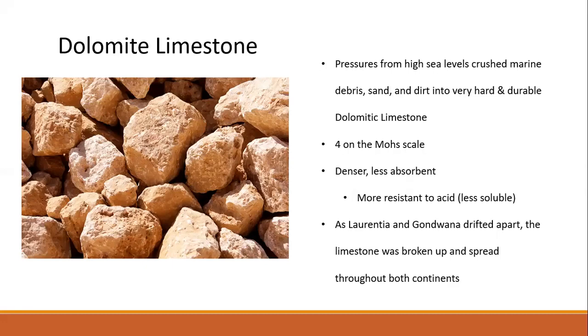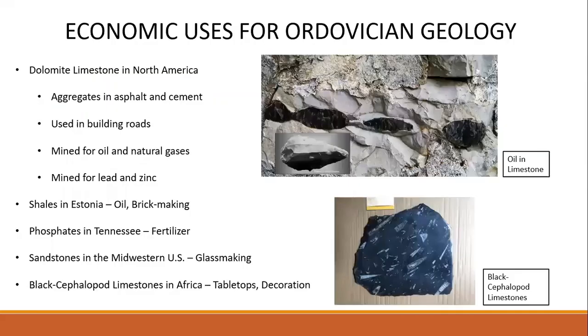Formed when the sea levels first rose, as seafloor spreading caused Laurentia and Gondwana to drift apart, the dolomite limestone broke and spread with them, distributing it across continents and making it widely available. As mentioned, Ordovician dolomite limestone is denser and less soluble than regular limestone, making it a great aggregate in asphalt and cement, as well as being useful in road building.